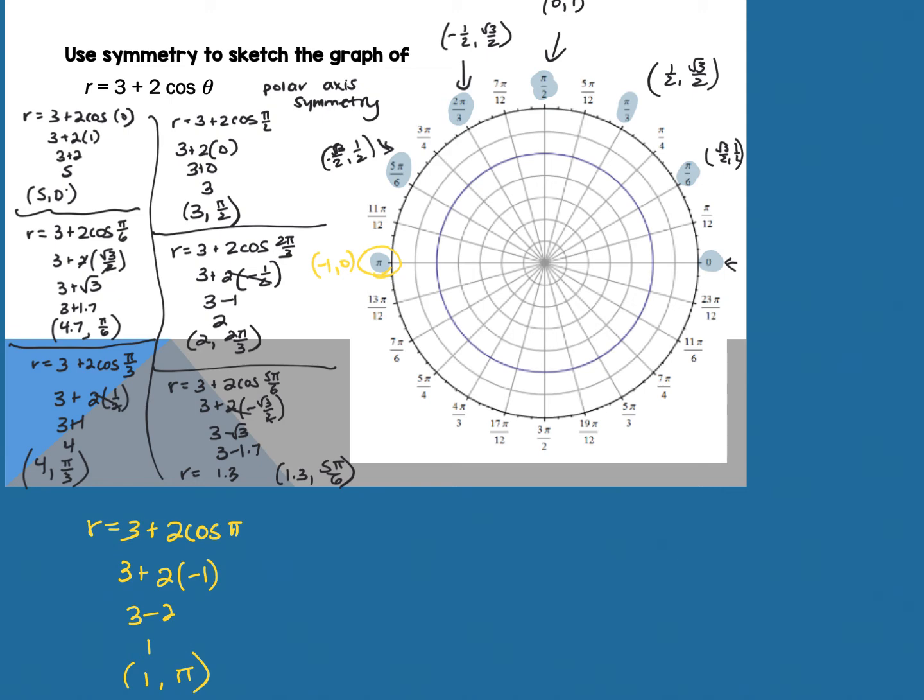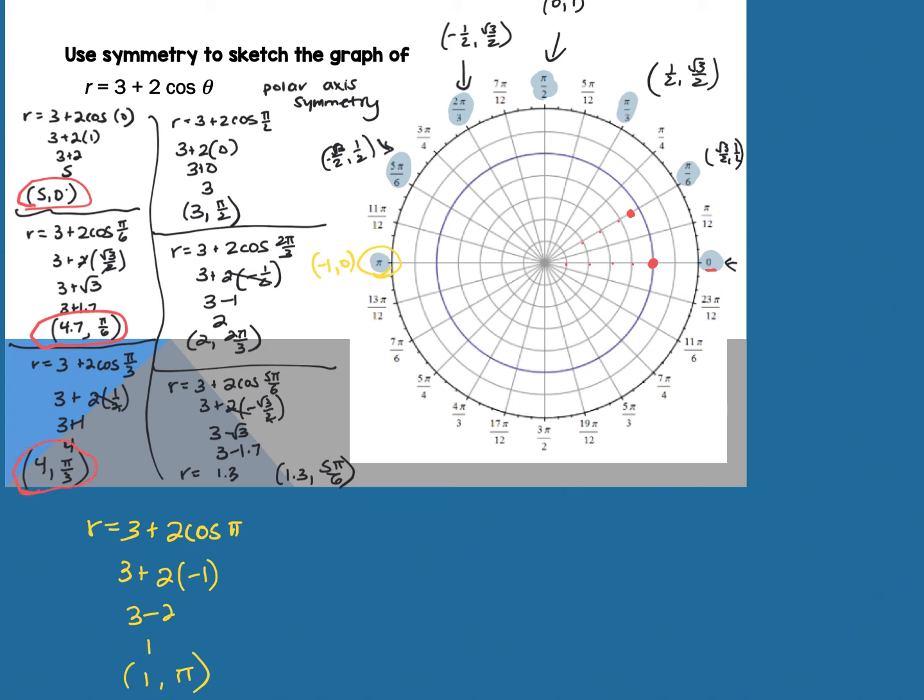All right, so now I have to plot all those points. So I'm going to start with 5, 0. At 0, I'm going out to 5. So at my 0 theta, I'm going all the way out to 5. 1, 2, 3, 4, 5, which is that blue ring. At pi over 6, I'm going to 4.7. So at pi over 6, 1, 2, 3, 4.7, close to the 5, but not quite there.